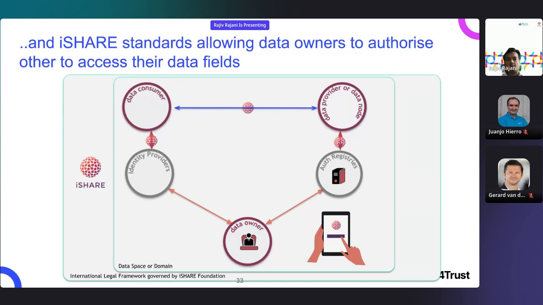Now, the key point to remember here is that these are all roles. That doesn't mean that they have to be played by different organizations. One organization could play one or more roles in this perspective. But of course, each organization can play one single role as well.